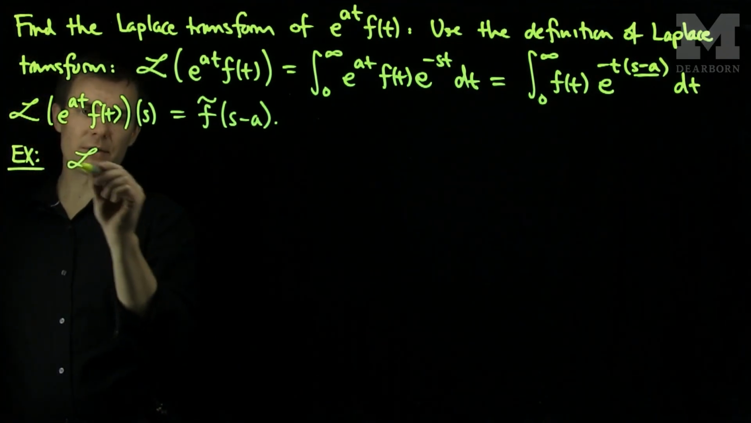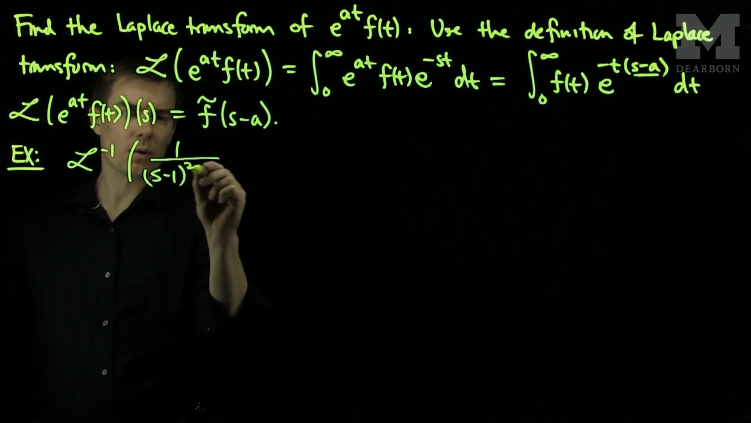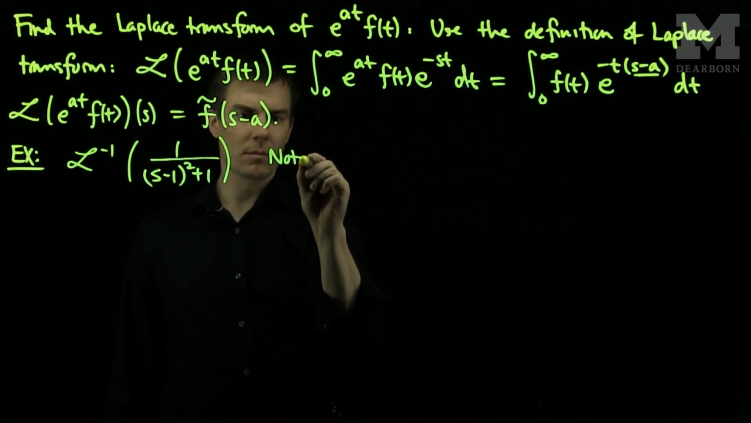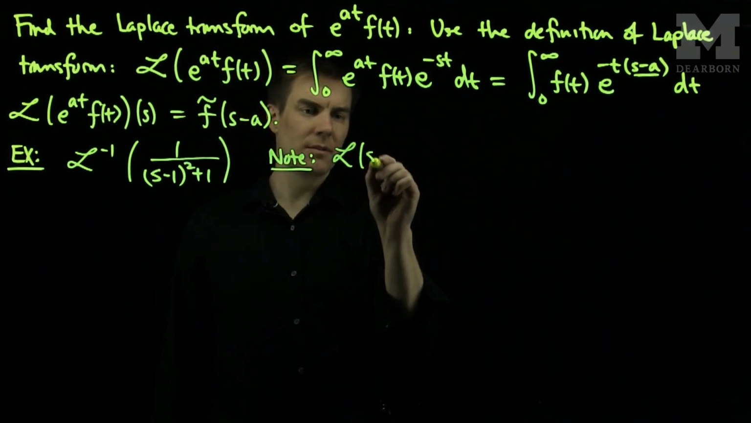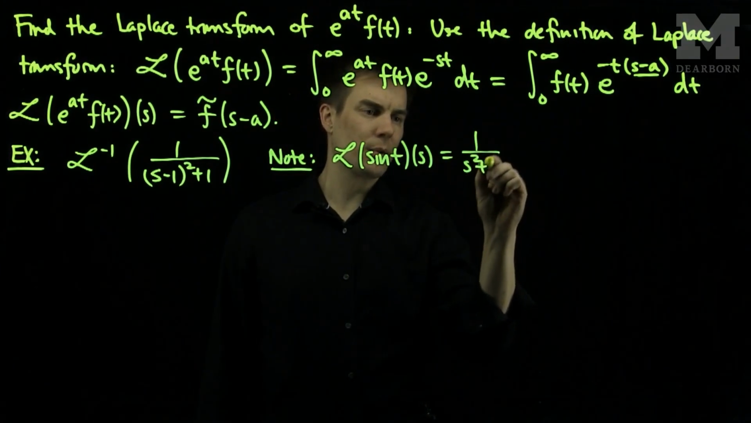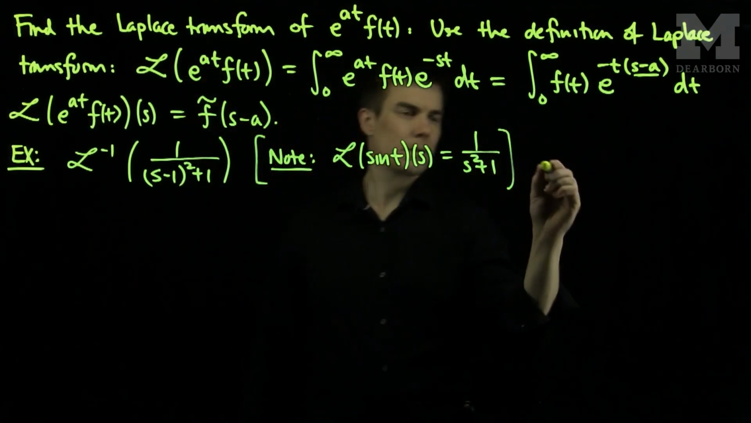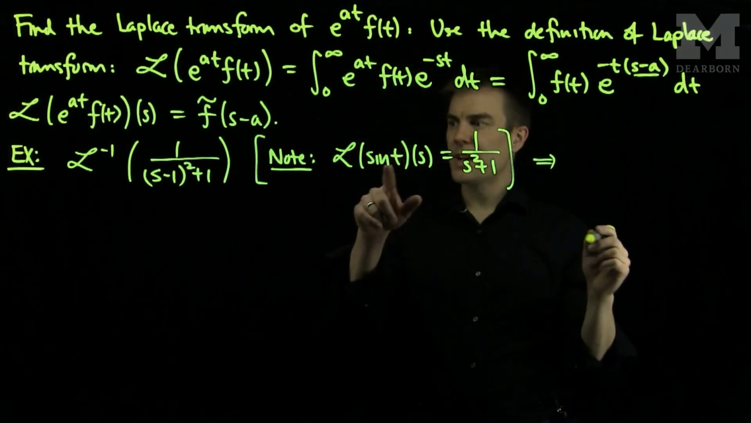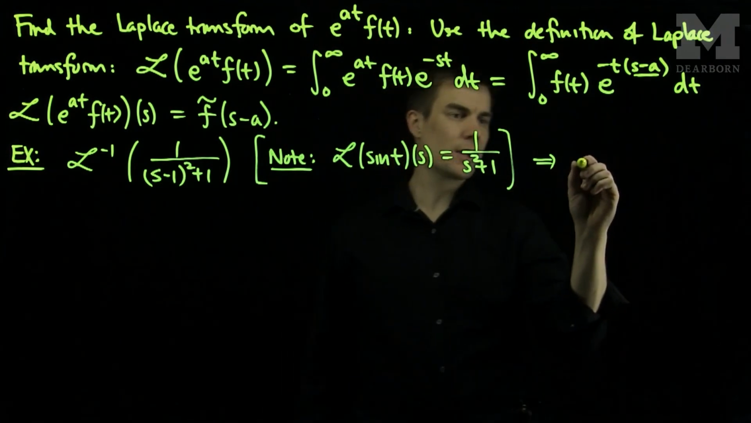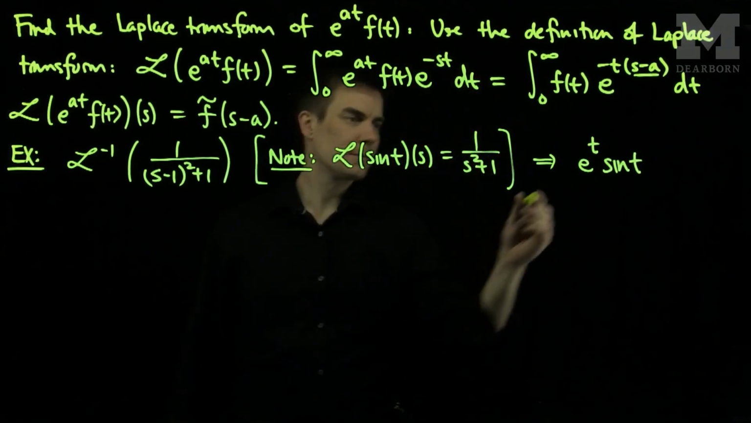So for example, if I wanted to find the inverse Laplace transform of the function 1 over s minus 1 quantity squared plus 1, I would note that the Laplace transform of sine of t as a function of s is 1 over s squared plus 1, and that would imply that our inverse Laplace transform will be the sine of t multiplied by e to the 1t. So our inverse Laplace transform will be e to the t sine t.